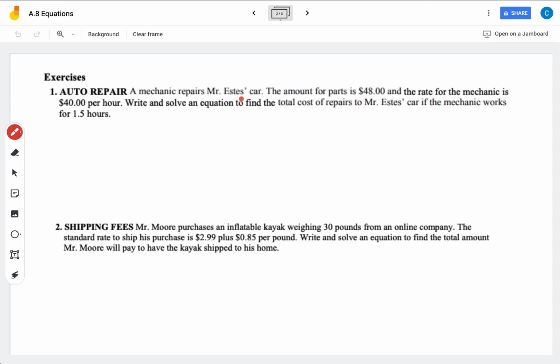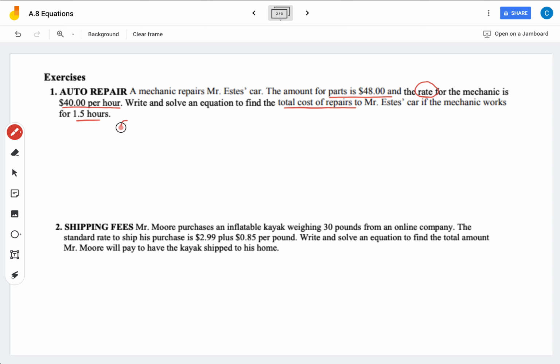A mechanic repairs Mr. Estes' car. The amount for parts, so parts is $48. The rate, that's a key word, for the mechanic is $40 per hour. Write and solve an equation to find the total cost of repairs to Mr. Estes' car if the mechanic works for 1.5 hours.